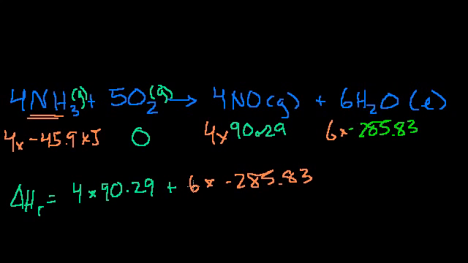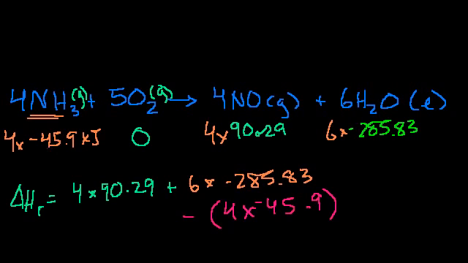But anyway, so these are the heats of formation of the products, and then we want to subtract out the heats of formation of the reactants in our reaction. So here it's 4 times 45.9. Oh, and let me make sure it's a minus 45.9. Right? Ammonia had a minus 45.9 heat of formation.